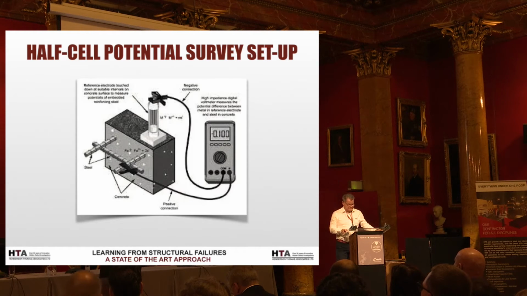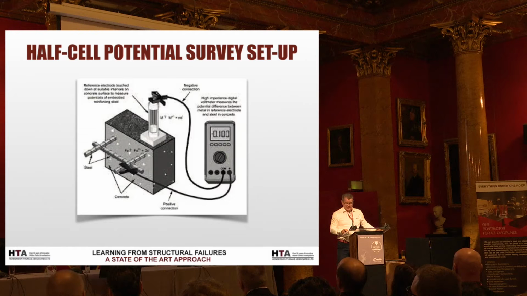As you can see, here is a crocodile clip that is clipped onto the reinforcing bar that we've exposed via the breakout. This comes back to a high impedance voltmeter, and we have an external half cell. For information, there are normally two types in the UK, a copper-copper sulfate or a silver-silver chloride half cell. How this works, the external half cell acts as one half cell, the concrete acts as another one. So a bit like we get a current flow between the nodes on a battery, this is what we're looking at to record here.